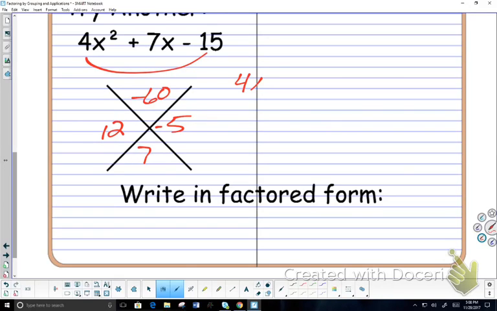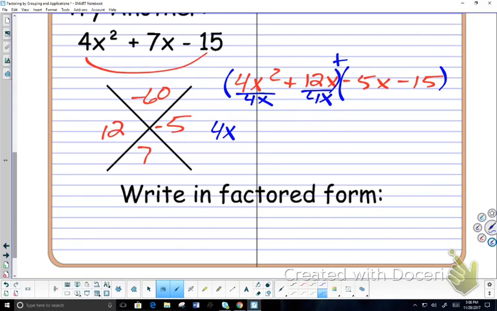So that means we got 4x squared plus 12x minus 5x minus 15. Then we're going to go ahead and group our first two terms and our last two terms. The first two terms have a 4x in common, so I'm going to factor out a 4x in each one, leaving me with an x plus 3. The last two have a negative 5 in common. So I will factor those out, leaving me with x plus 3.